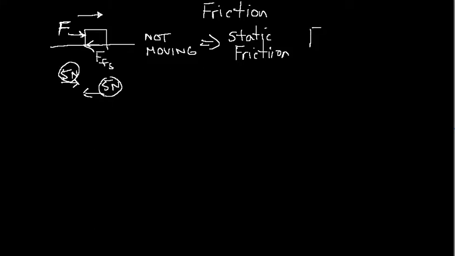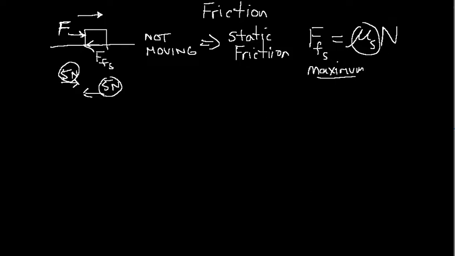So the maximum force of static friction is going to be equal to this coefficient, mu sub static, and I'll explain that in a minute, times the normal force. N is the normal force. So the maximum force of static friction that's going to be able to resist you is equal to the coefficient of static friction times the normal force.